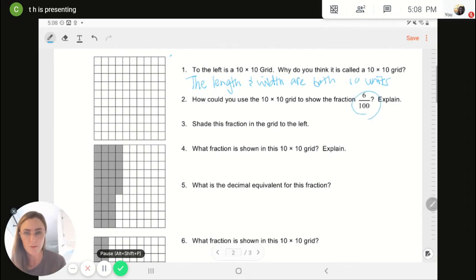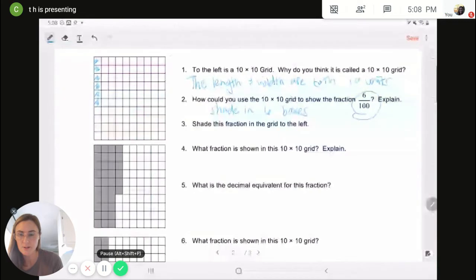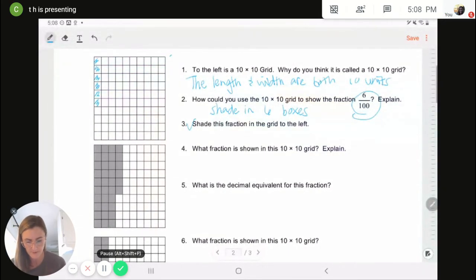How could you use a 10 by 10 grid to show the fraction 6 of 10? So if I were to show this fraction in this grid, you would just shade in 1, 2, 3, 4, 5, 6 boxes. Shade in 6 boxes. Because this is 6 out of 100. We know 10 by 10 is 100, so there are 100 total boxes. And we just shaded in 6.